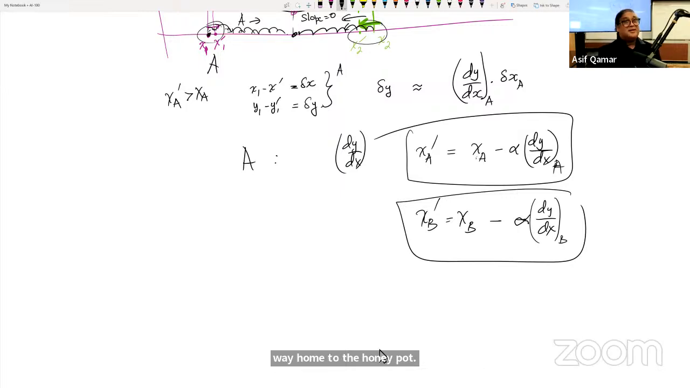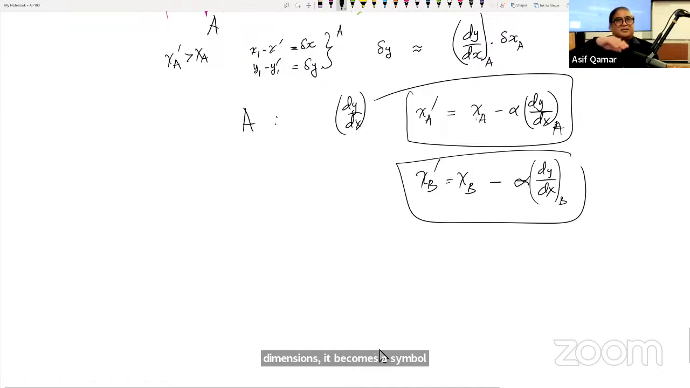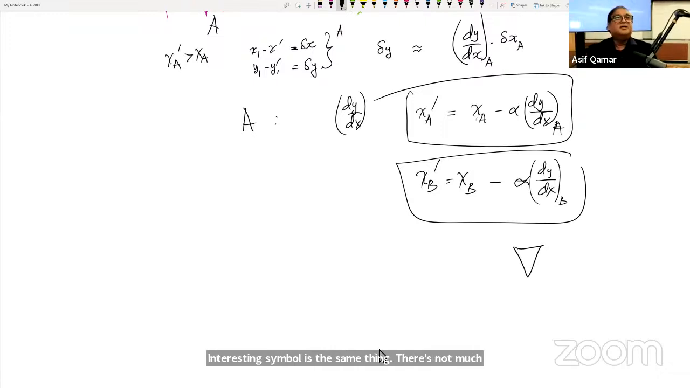So this derivative, therefore, in one dimension is a derivative. In higher dimensions, it becomes a symbol. It's the same thing. There's not much difference to it. It is usually written as a generalization with an inverted triangle. Right? A little bit more useful than the pyramid.